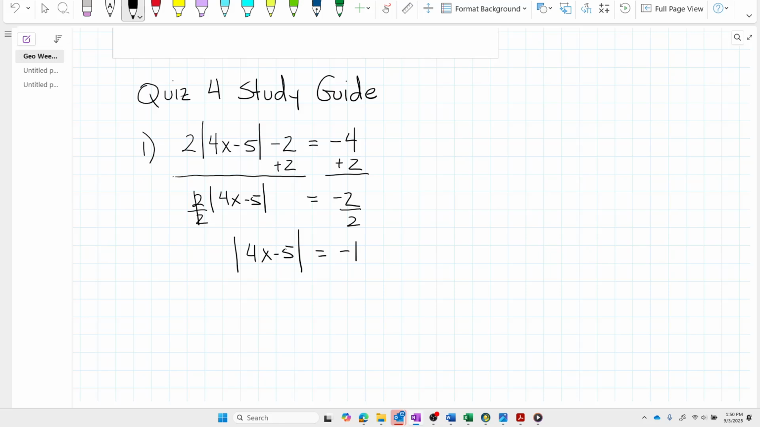Can an absolute value ever be negative? No. So this is no solution.